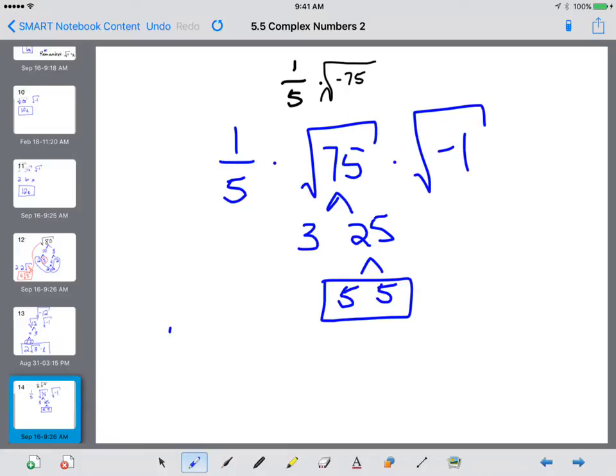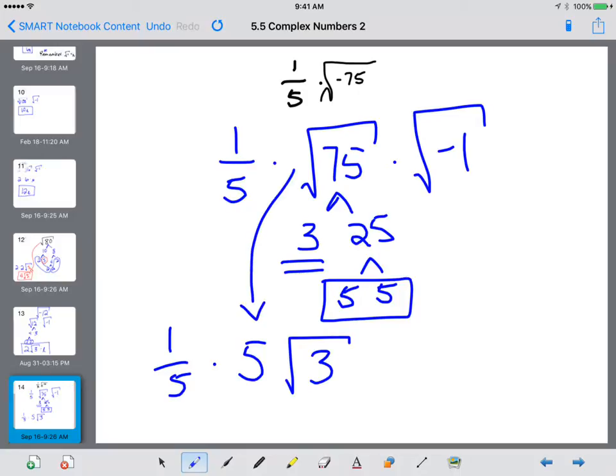So the first thing I'm going to do, I'm going to bring down that 1/5. We haven't touched it yet. We'll put the 5 right here. Square root, the only number we're left with is that 3. So the square root of 75 reduces to 5 square root of 3. And that square root of negative 1 becomes i.